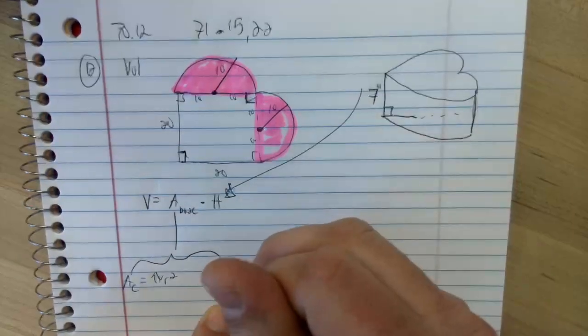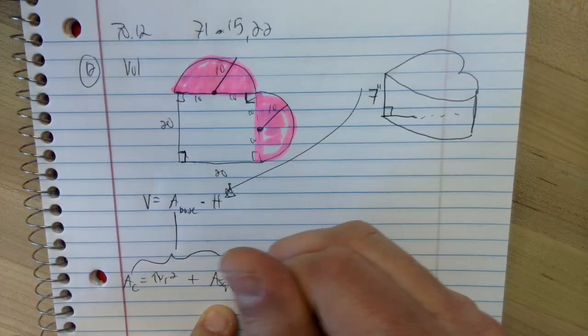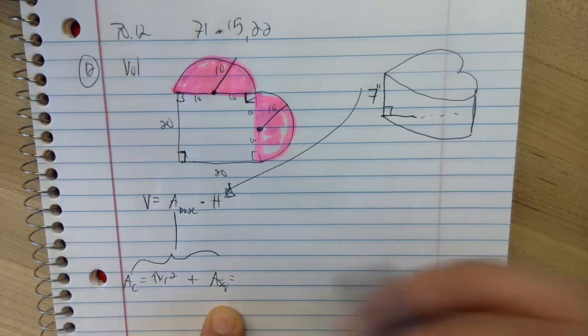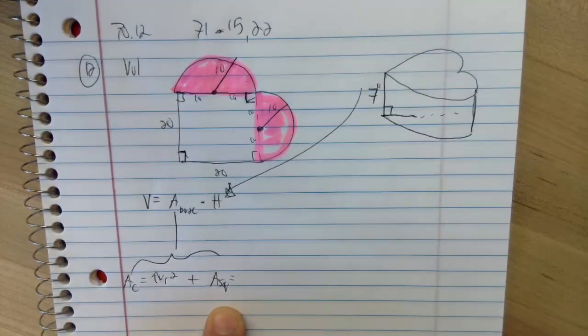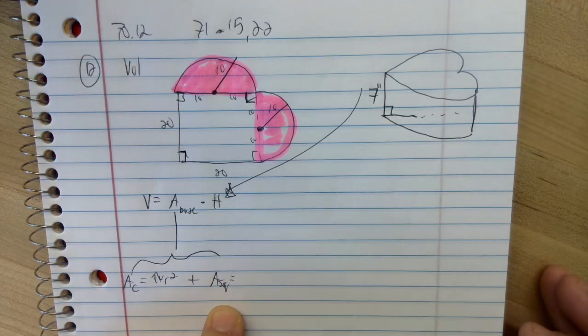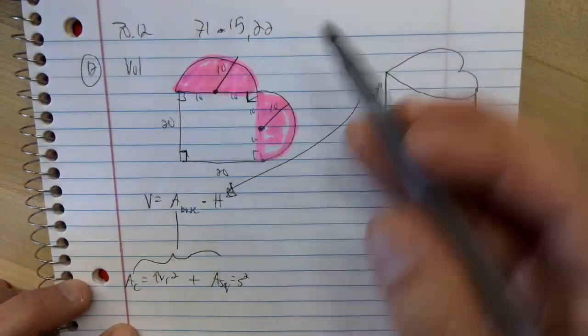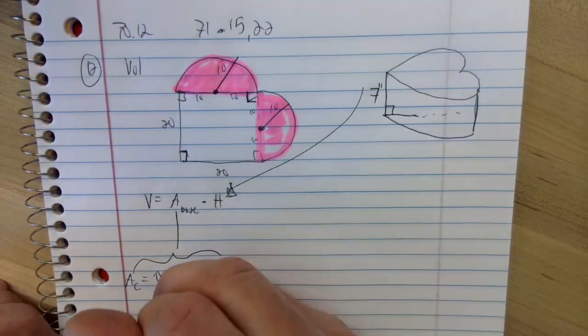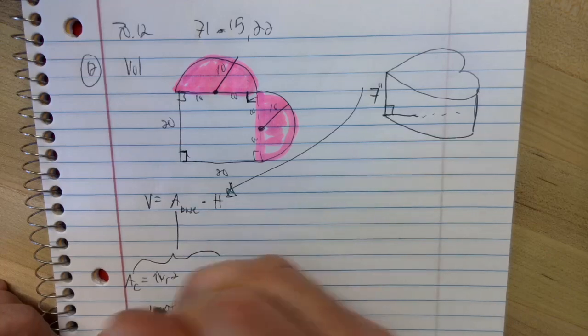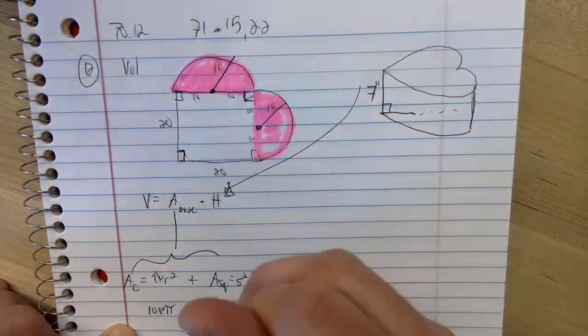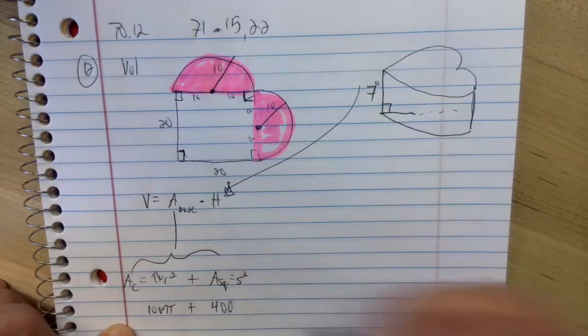And then the area of the square, what's that? 4 times side. That's perimeter. Side times side. Side squared. So we got pi r squared. Well, r is 10. So I'm just going to write 100 pi. And then side squared, that's going to be 20. So I've got 20 squared or 400.